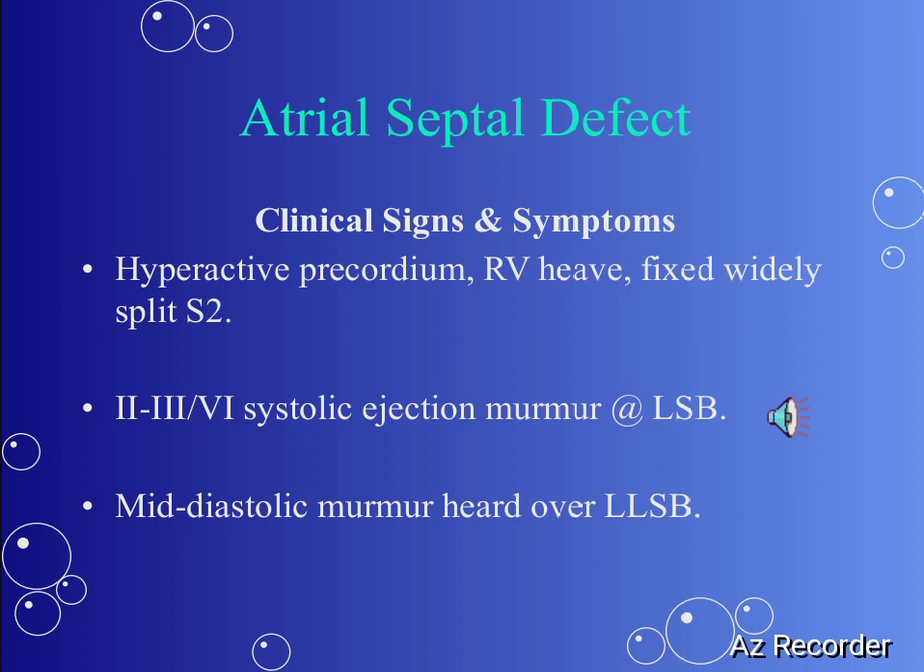Atrial septal defect, the clinical signs and symptoms also have the hyperactive precordium, RV heave, fixed widely split S2, 2 to 3/6 systolic ejection murmur at the LSB, mid-diastolic murmur over the LLSB.